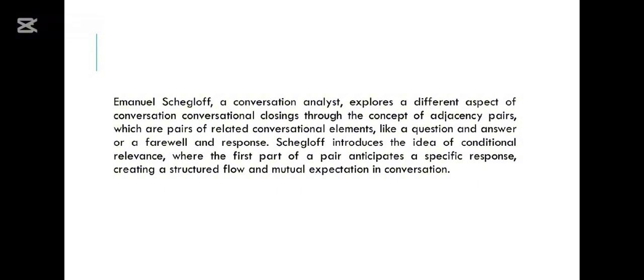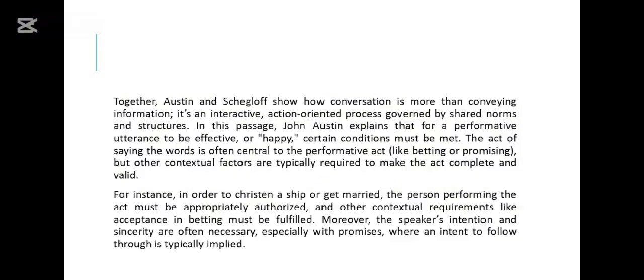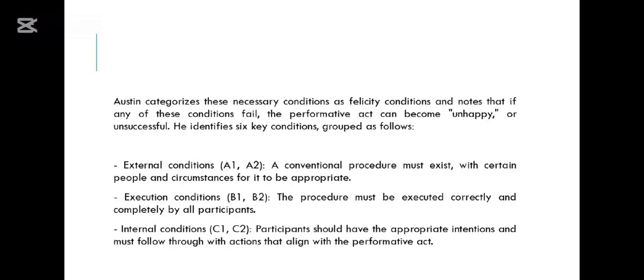Austin categorizes these necessary conditions as felicity conditions and notes that if any of these conditions fail, the performative act can become unhappy or unsuccessful. He identifies six key conditions grouped as follows: external conditions, A1, A2. A conventional procedure must exist, with certain people and circumstances, for it to be appropriate. Execution conditions, B1, B2. The procedure must be executed correctly and completely by all participants. Internal conditions, C1, C2. Participants should have the appropriate intentions and must follow through with actions that align with the performative act. Austin terms any failure in these conditions as infelicities.